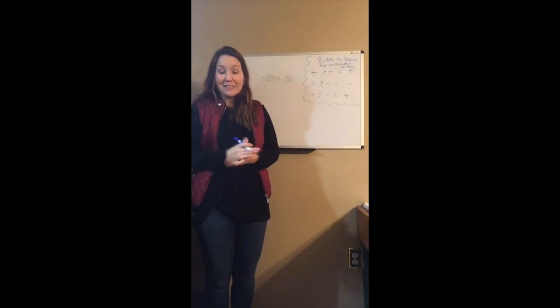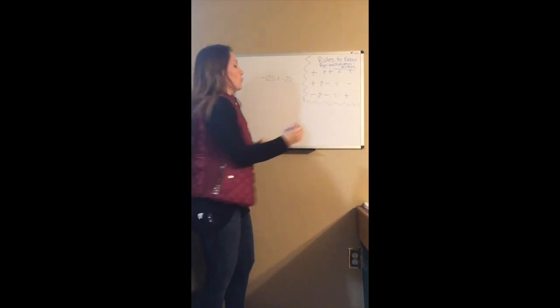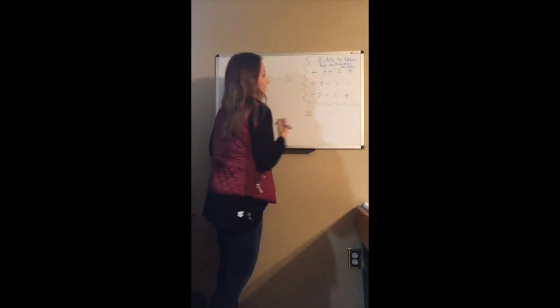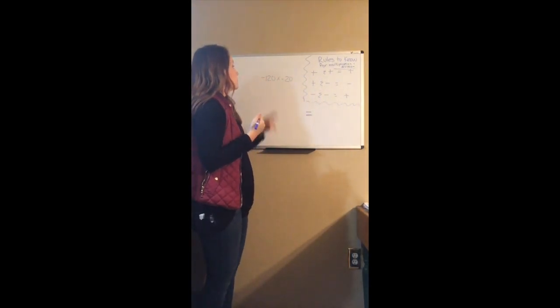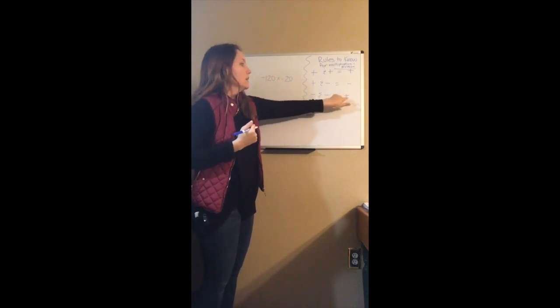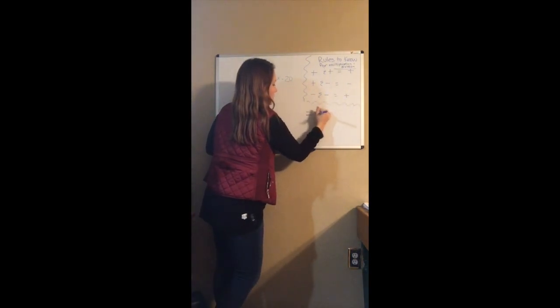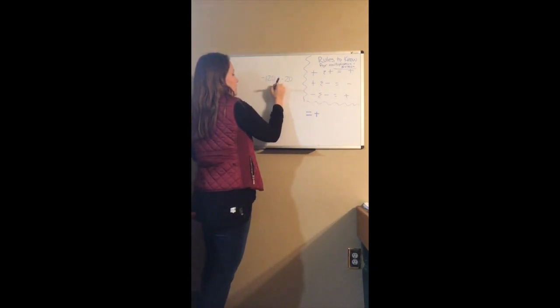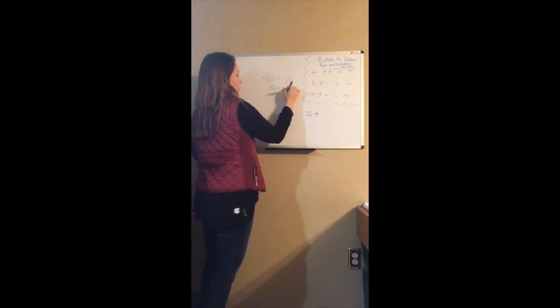First thing when we look at one of these problems, we see what our answer is going to be, positive or negative. So we have a negative and a negative. Negative and a negative, our answer is positive. So I can rewrite this without positive and negative.